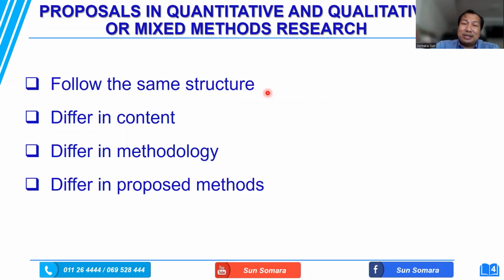You will see it in the next slide that will show the content. We can say it follows the same structure but differs in content. Some parts might be changed as well. It differs in methodology, which can be quantitative, qualitative, or mixed method. It differs in the proposed method, which one you prefer to use. Even the sampling method is different between qualitative and quantitative research.